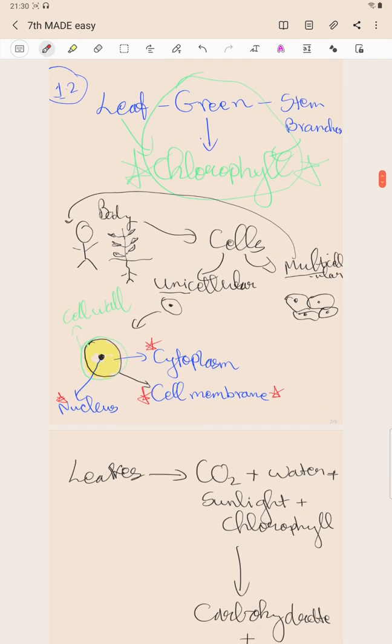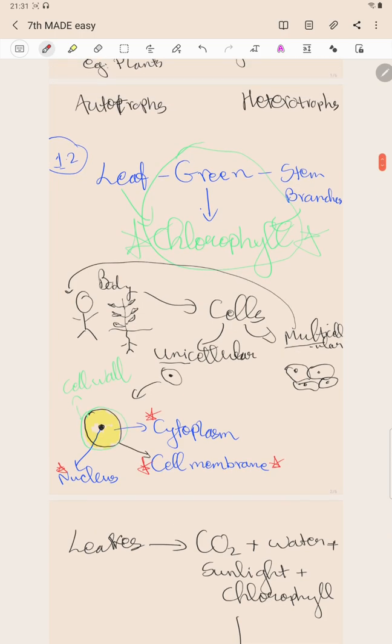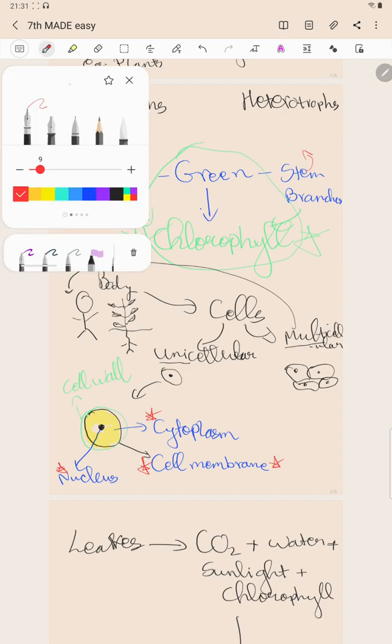Now, the leaf is the primary center for preparation of food, or preparation of carbohydrates. The green leaves contain chlorophyll. Chlorophyll pigment is essential for the preparation of food. Not only green leaves, the green stems and branches are also sites for preparation of food. There's an important thing to note here: for green stems, you can take a special example of cacti.